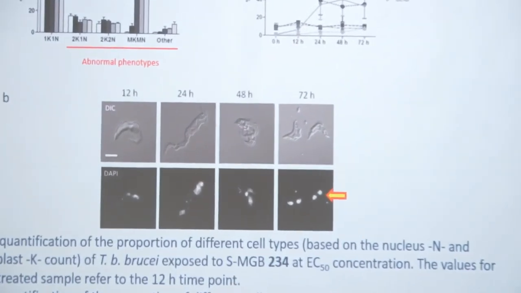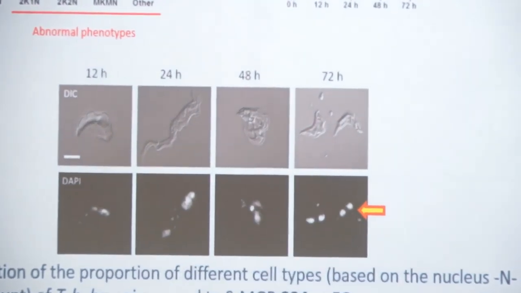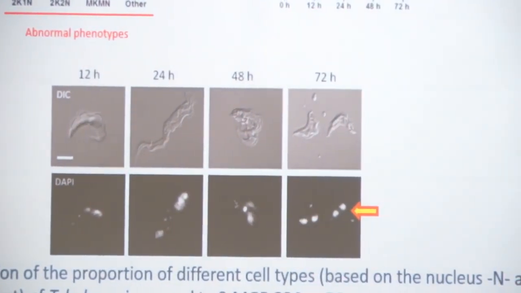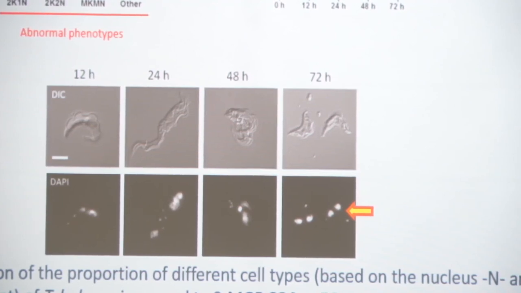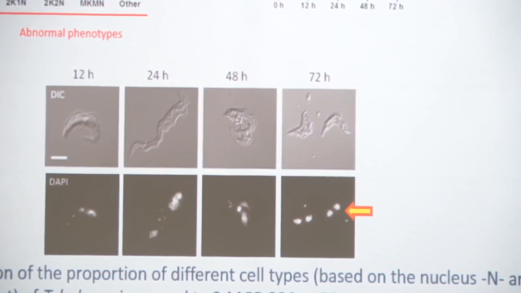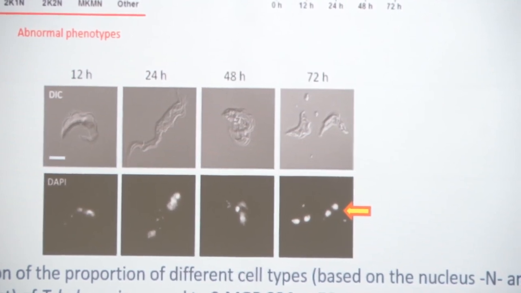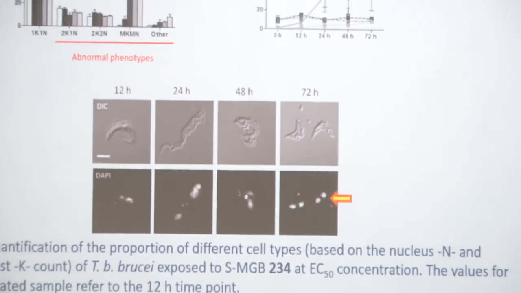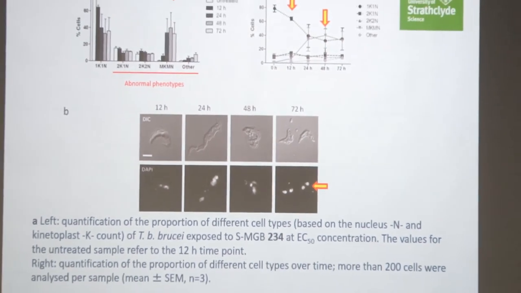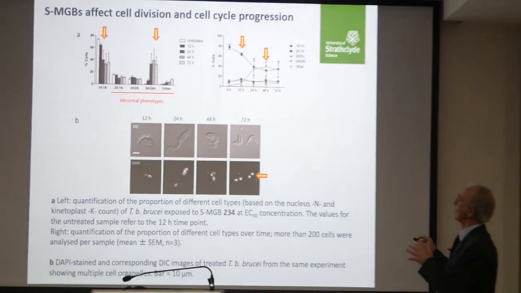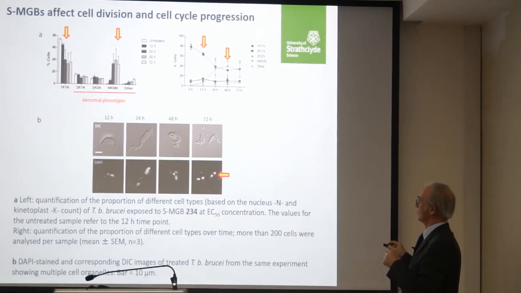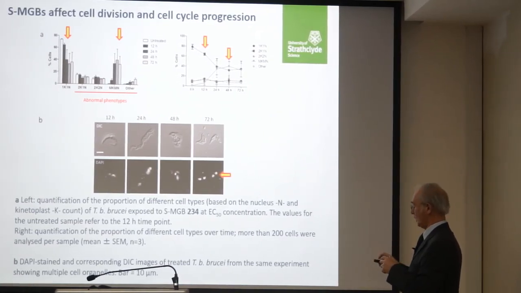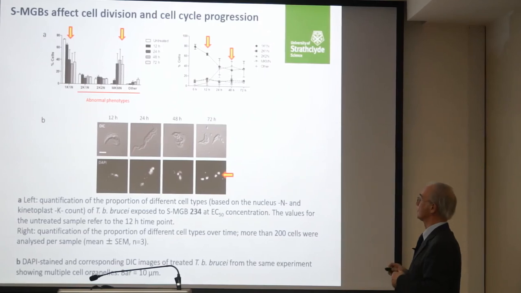Now, this distinguishes these compounds from existing minor groove binders whose mechanism of action involves migration to the kinetoplast and then destruction of that cell organelle. Now, we don't know more about the underlying biology that leads to that result, but by forming these multiple kinetoplast, multiple nuclei structures, the cells are unable properly to divide and to propagate.